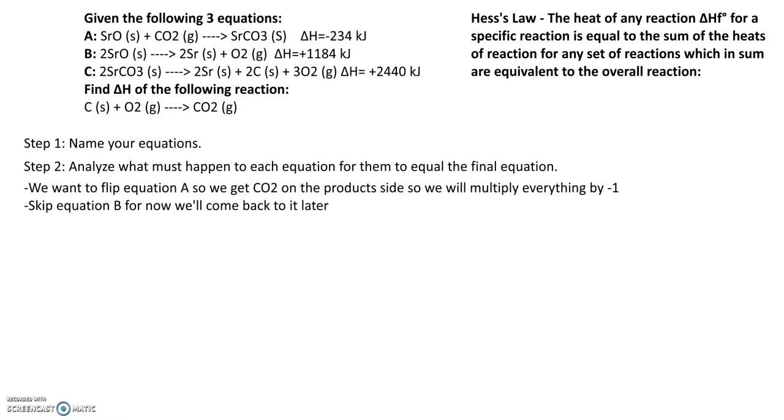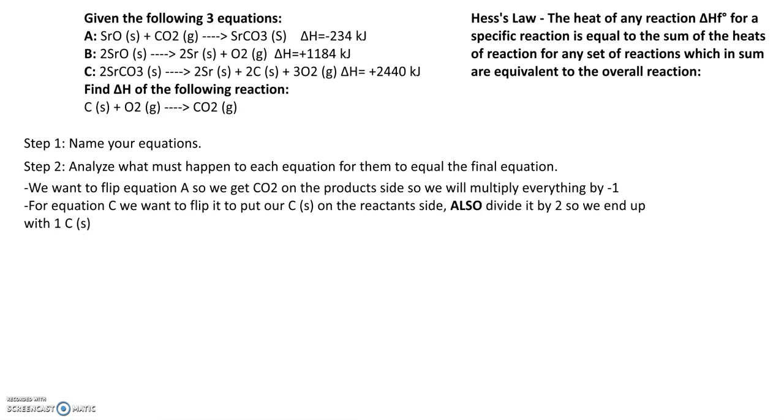So for now, we're going to skip equation B, and we're going to come back to it later. I will explain why later, but for now, let's just skip it and move on to equation C. So in equation C, we see that our 2 carbon solid and 3 oxygen gas are on our product side, but in our final reaction, they're on the reactant side. So we're going to do the same thing we did in equation A, and we are going to flip it. Once we flip it, we're going to see that 2 carbon solid plus 3 oxygen gas plus our 2 strontium solid are going to be on our reactant side. But we see that there's only 1 carbon solid. So we're going to divide everything by 2. So we end up with 1 carbon solid.